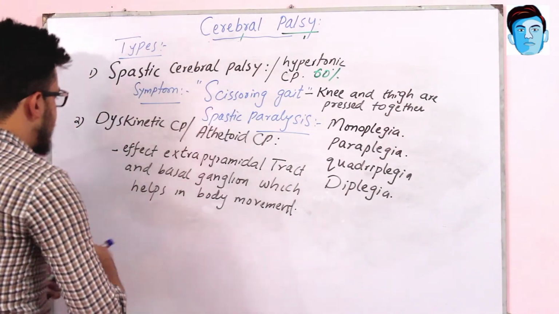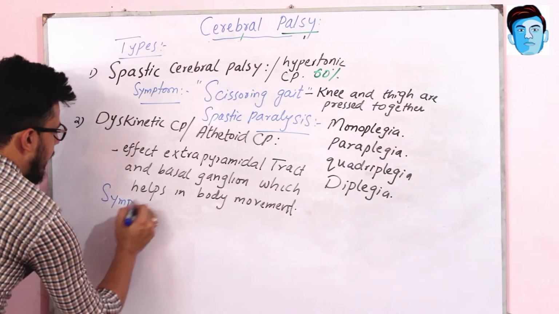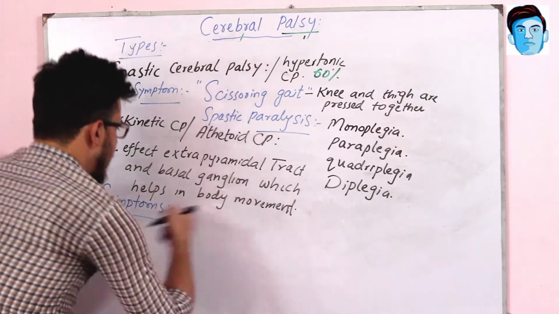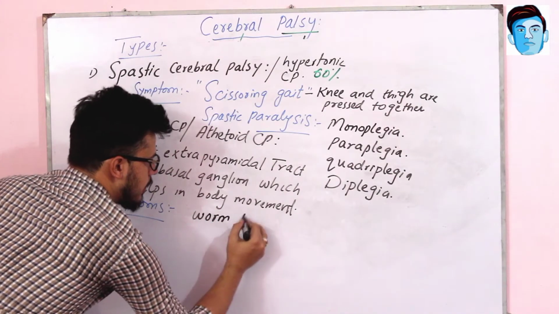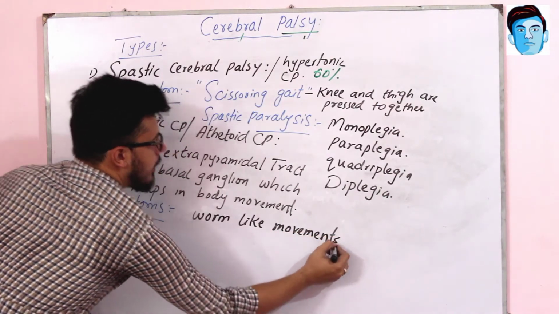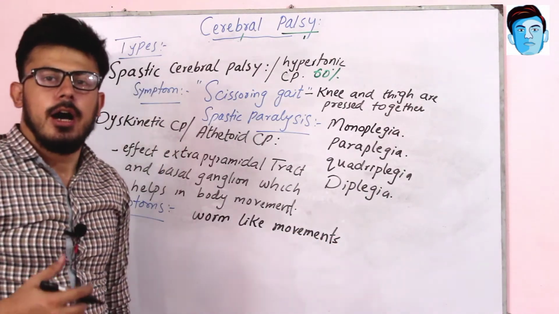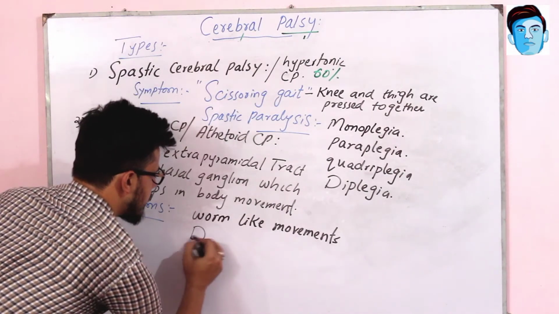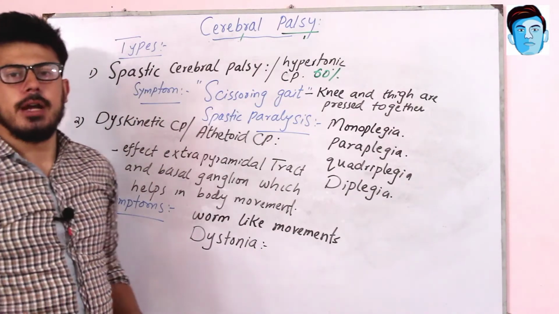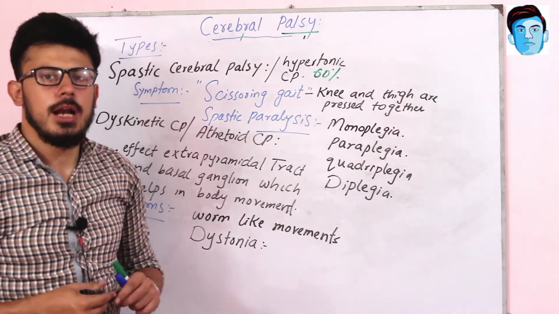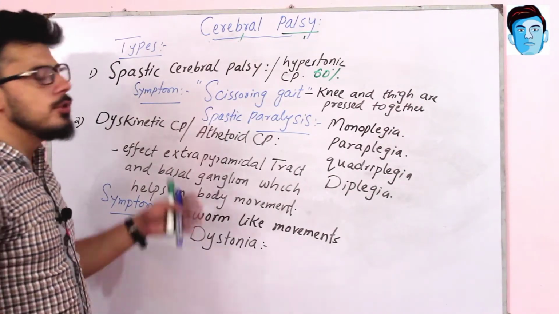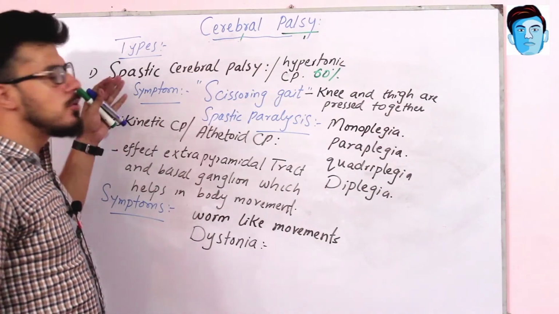How is the patient presented, what are the symptoms of dyskinetic cerebral palsy? There are worm-like movements. Also, there is dystonia. What is dystonia? It is the uncontrollable movements of the body, uncontrollable dance-like movements. So that is dystonia. Hope you get the first two types of cerebral palsy.